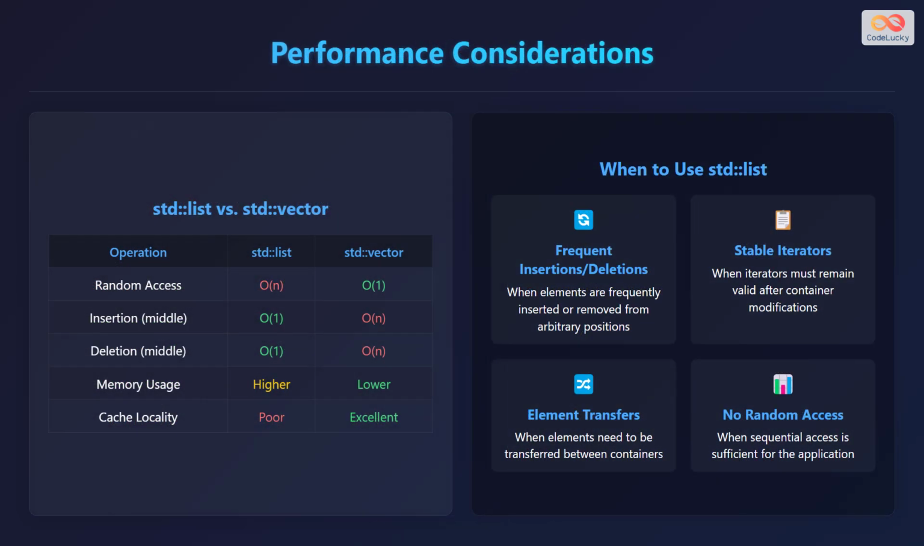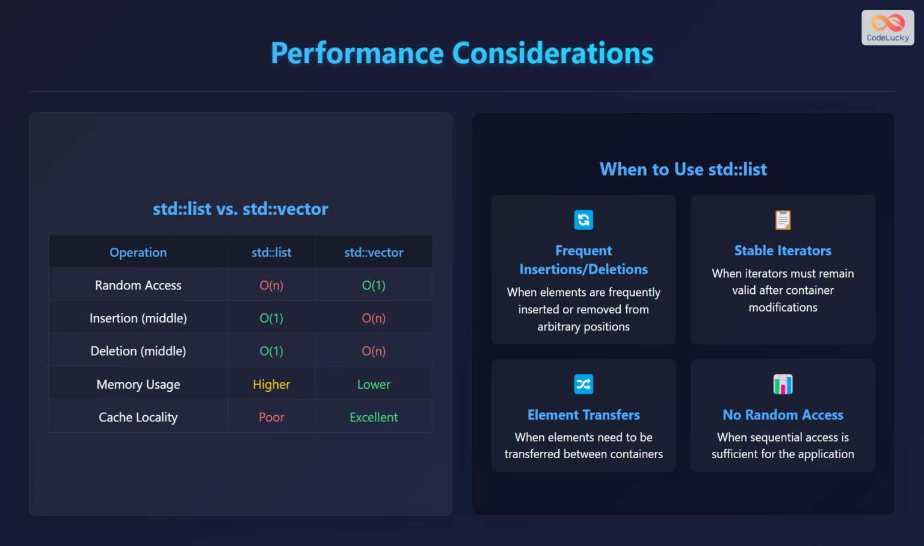It's crucial to consider the performance implications of using std::list. Here's a comparison between std::list and std::vector. For random access, std::list has a time complexity of order n, while std::vector has a time complexity of order 1. For insertion in the middle, std::list has a time complexity of order 1, while std::vector has a time complexity of order n.